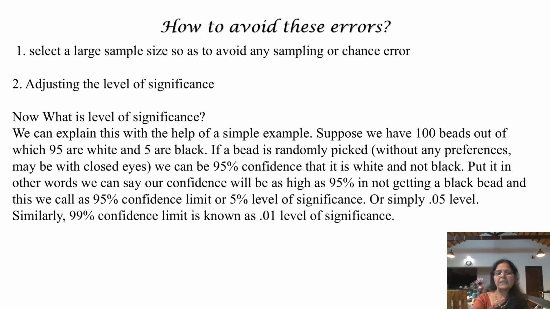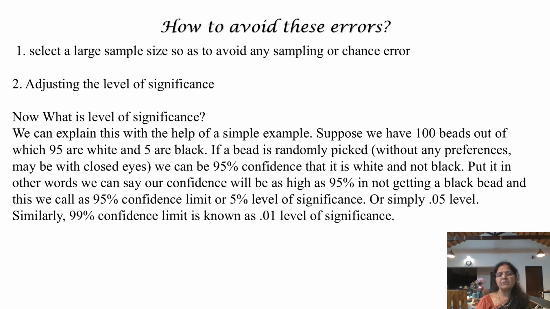Now, having learnt what type 1 errors and type 2 errors are, we should know how to avoid these errors. We can do this by either of one method. One way to avoid type 1 error or type 2 error is to select a large sample size so that we will not have any chance error or sampling error. That is one way of avoiding type 1 error and type 2 error. Another way, in case we are not able to choose a very large sample, is by adjusting the level of significance.